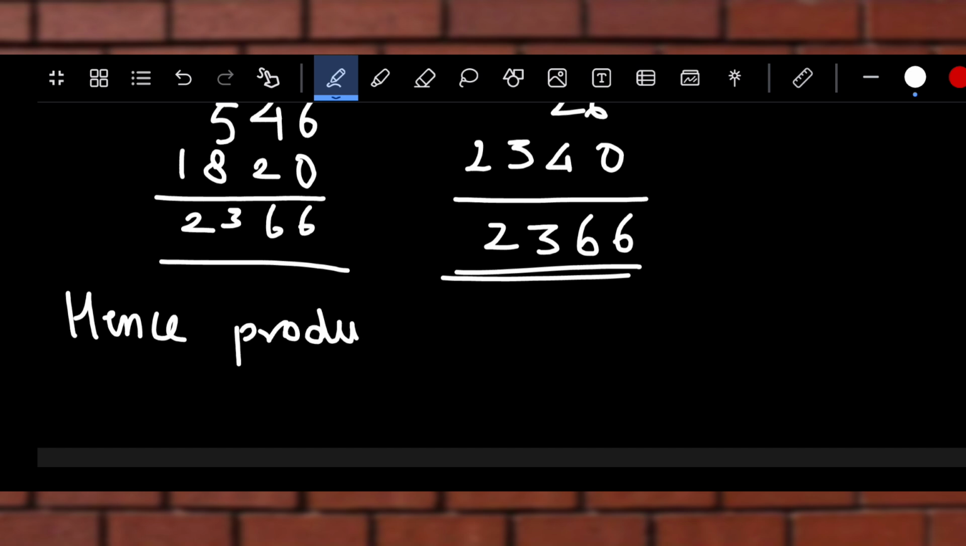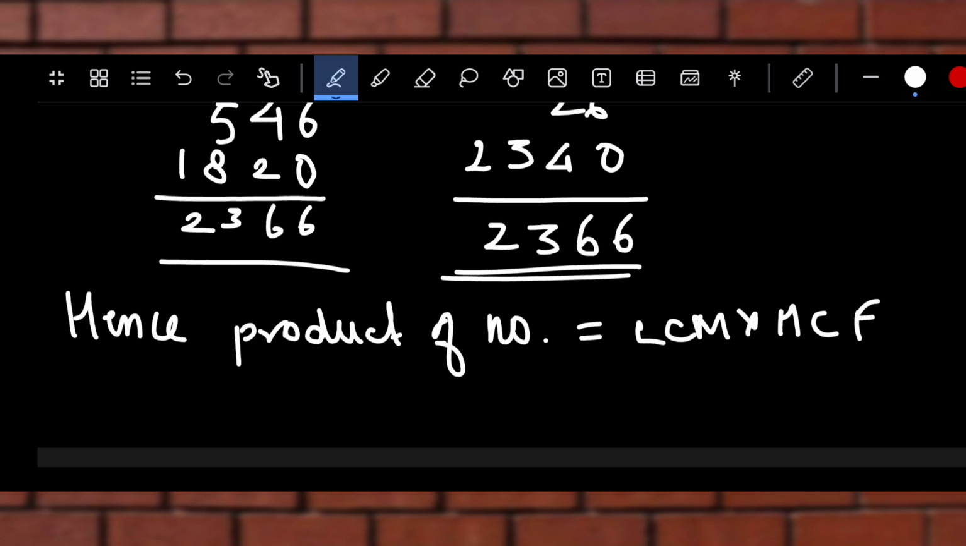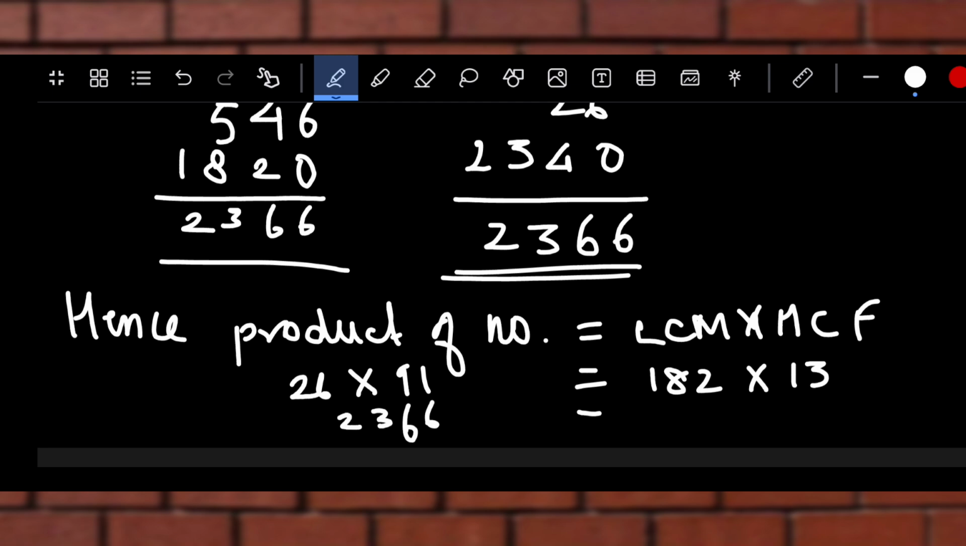Product of numbers is equal to LCM into HCF. So we'll just write it, product of numbers. What were the numbers we had? 26 into 91 is equal to, what was the LCM? LCM was 182 and HCF was 13, which is equal to 2366. 2366 is equal to 2366. Okay, I hope you understood.